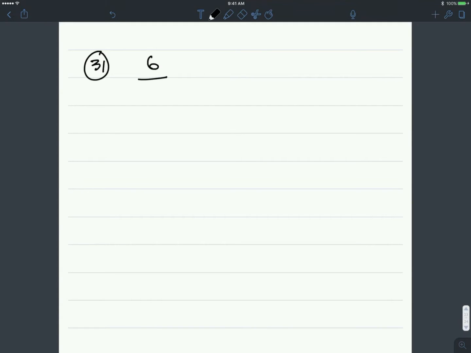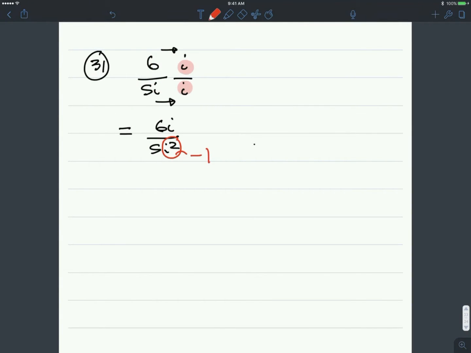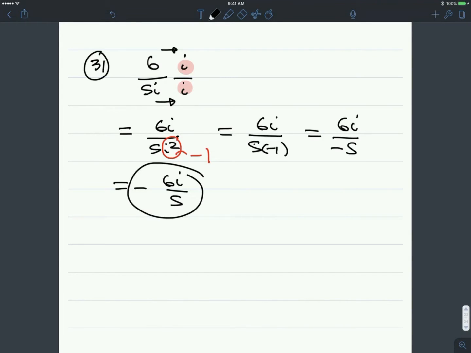31, 6 over 5i. We're going to multiply the top and the bottom by the same term, I over I. When we multiply fractions, we multiply horizontally across. So we get 6i over 5i squared. I squared is the value negative 1. So we have 6i over 5 times negative 1, which is 6i over negative 5, negative 6i over 5. And we're done. This is number 31.